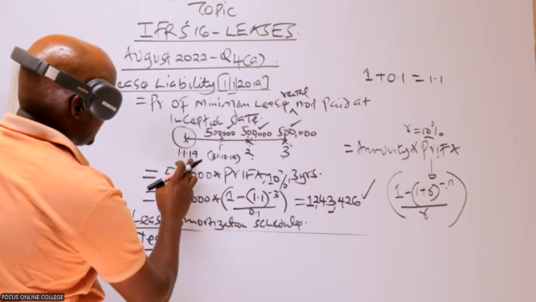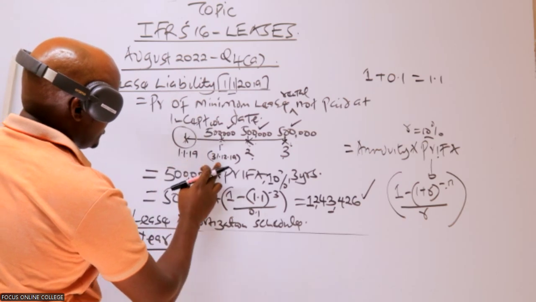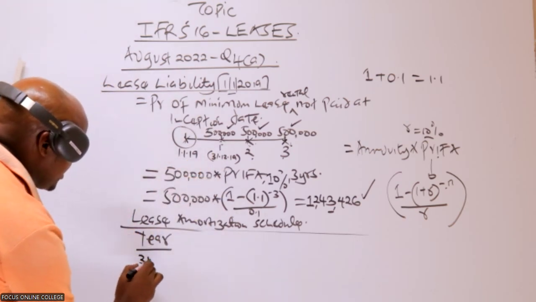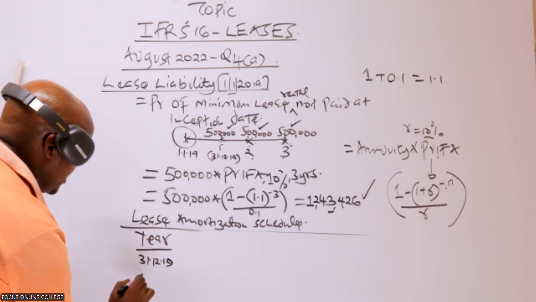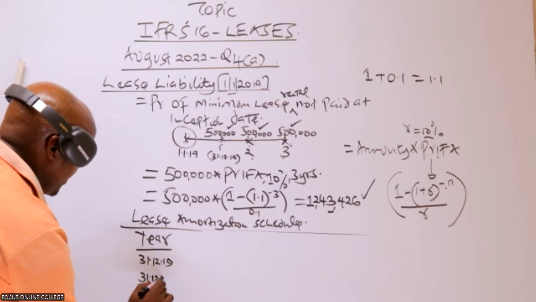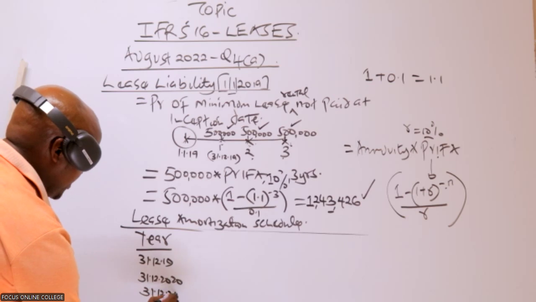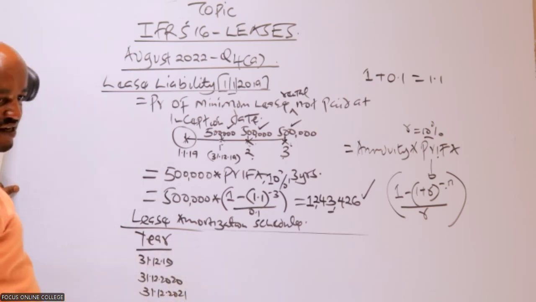Remember, the first year started on 1st January 2019. It will end on 31st of December 2019. The other year will end 31st of December 2020. The other year will end 31st of December 2021. So we have 3 years.